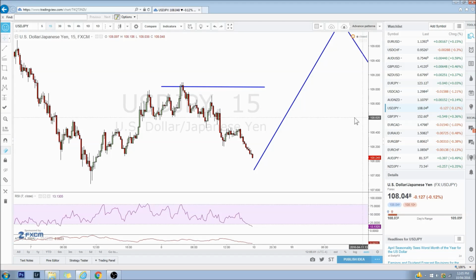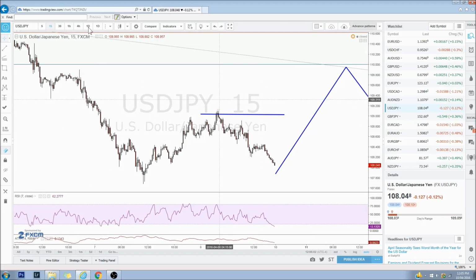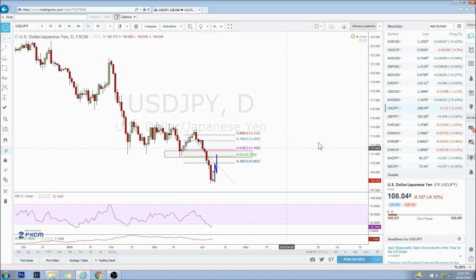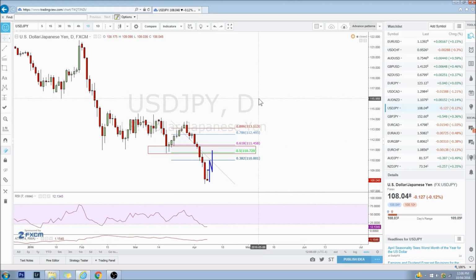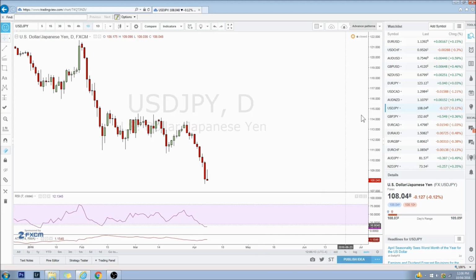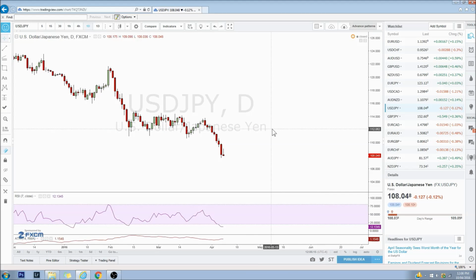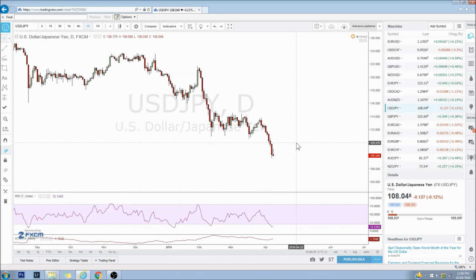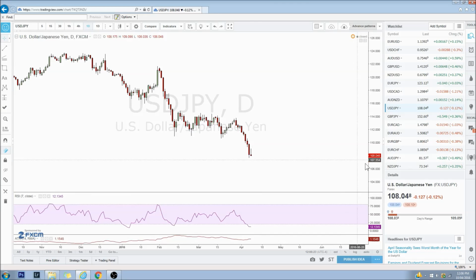Let's do one more top-down analysis. What we got here on the US Japan is, let's start from scratch. Let's delete all this stuff here and show some people how to do it. Here we have the overall trend coming down. We have a long run here.